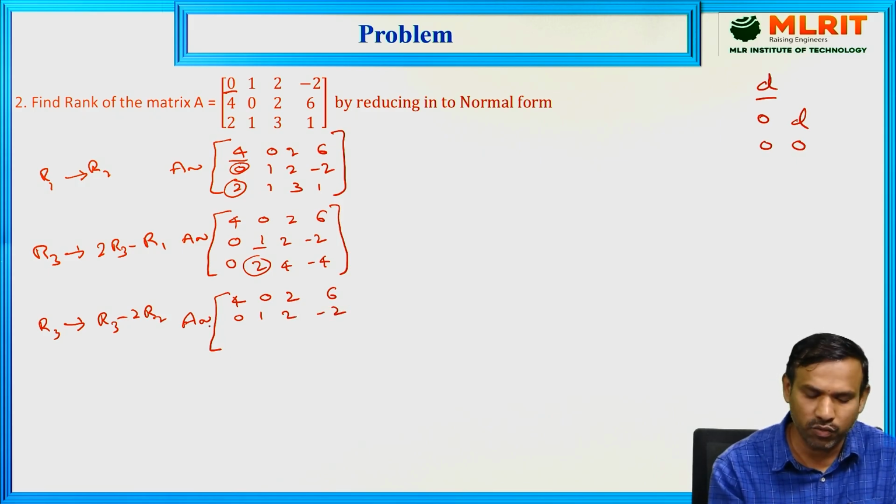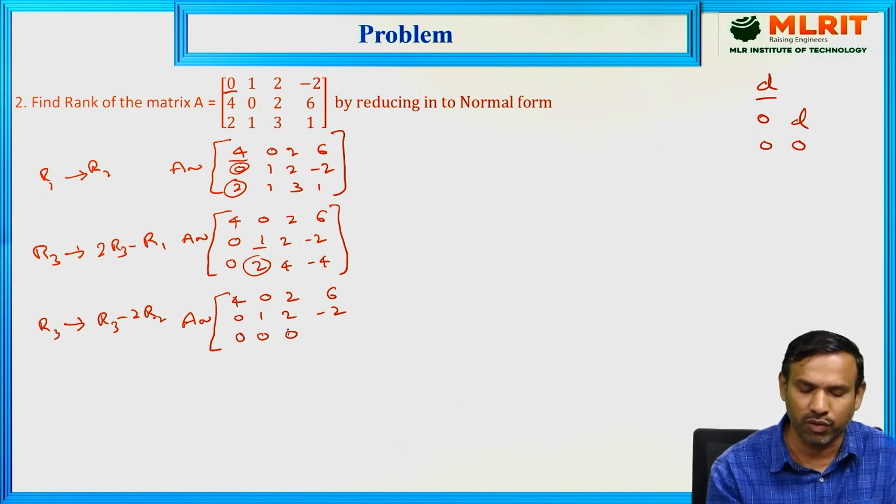So R3 minus 2R2. 0 minus 0. 2 minus 2 into 1, 2 minus 2, 0. 4 minus 2 into 2, 4. 4 minus 4, 0. Corresponding elements. R3: minus 4 minus of minus 2 into 2, 4. Minus 4 plus 4, 0.